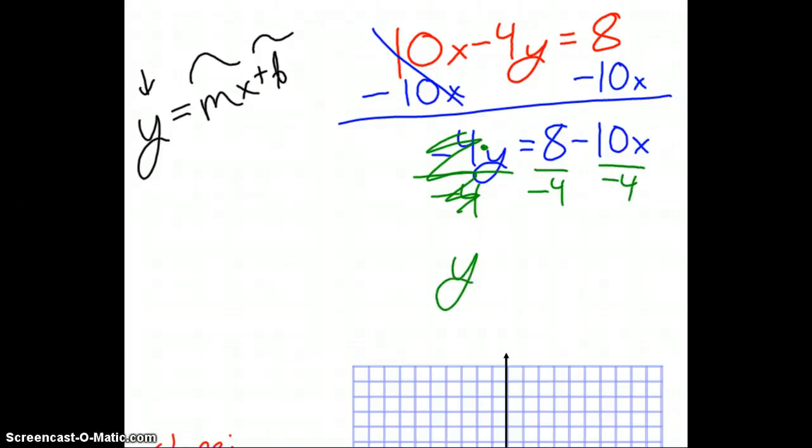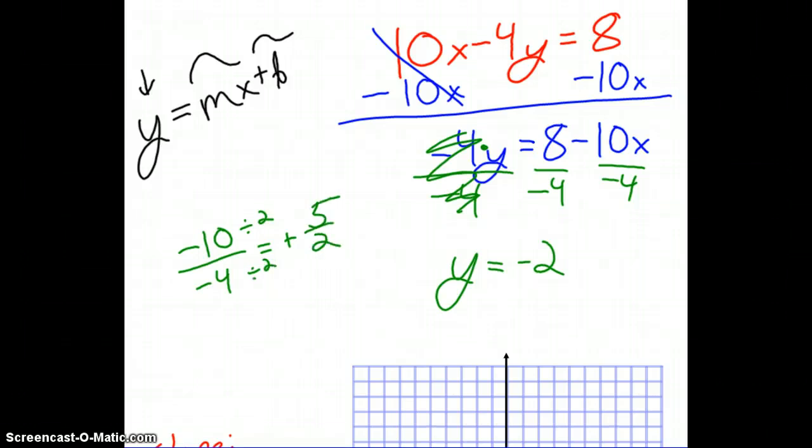So I've got y equals 8 divided by negative 4 reduces to negative 2. Negative 10 divided by negative 4, two negatives make that positive. 10 over 4, when I divide both sides by 2, reduces to 5 over 2. So I'm going to write plus 5 over 2x.